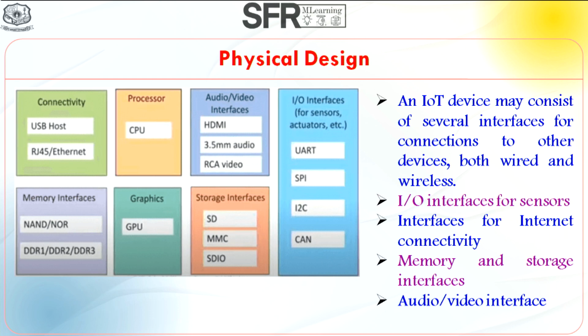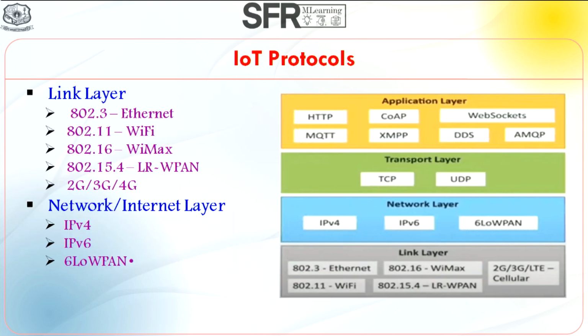The IoT device may consist of several interfaces for the connection to other devices. It can be wired or wireless. The IoT interfaces are interfaces for sensors, interfaces for interconnectivity, memory and storage interfaces, and audio and video interfaces.